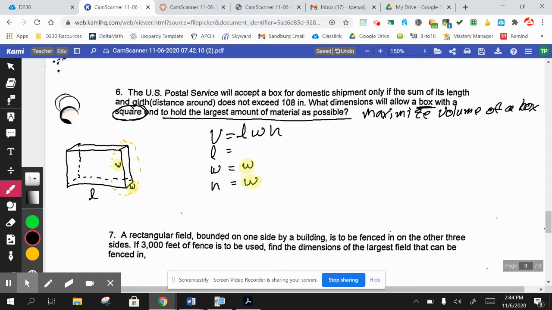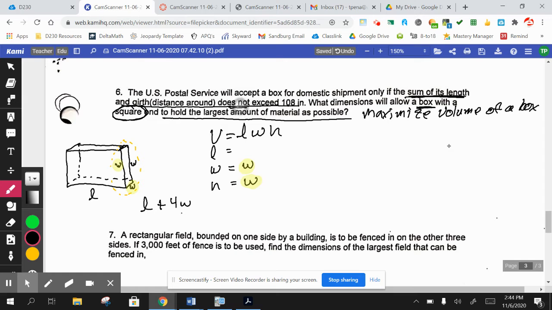The way we're going to do that, one of our restrictions is the sum of the length and the girth cannot exceed 108 inches. So what that does is actually sets up a different little equation. The sum means we're going to add the length plus the distance around our box. So look at my orange dotted line that I have here. The distance around our box would be this W, this W, this W, and then this little W there, all added up together, so that when we do the length plus the 4W, it cannot exceed 108 inches.